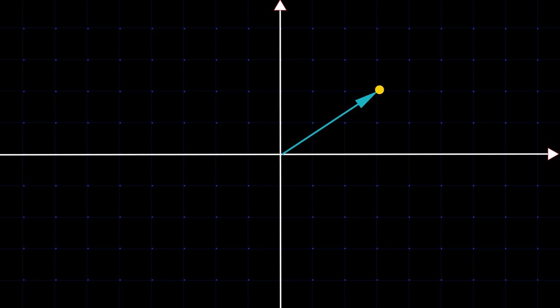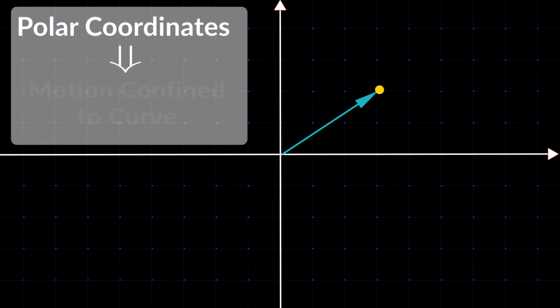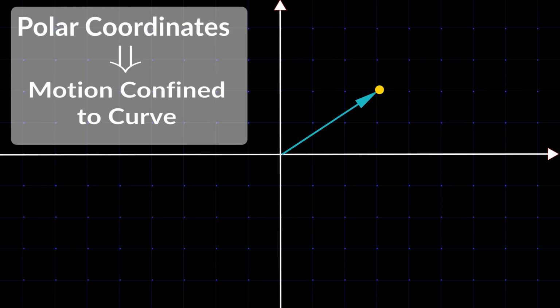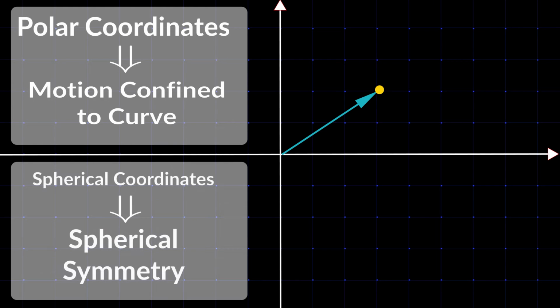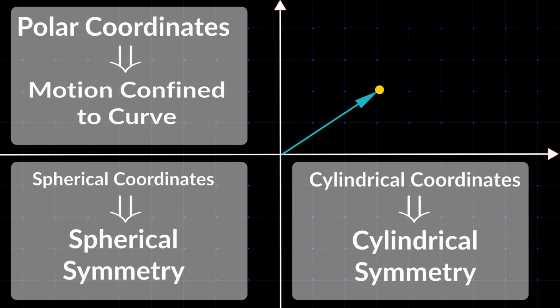There are other coordinate systems which can be more useful when dealing with certain types of problems, such as using polar coordinates, which can simply describe motion confined to a curve, or using spherical or even cylindrical coordinates to exploit certain symmetries in your problem.